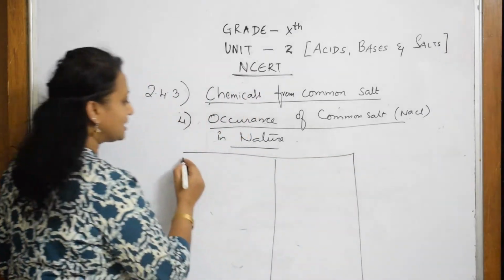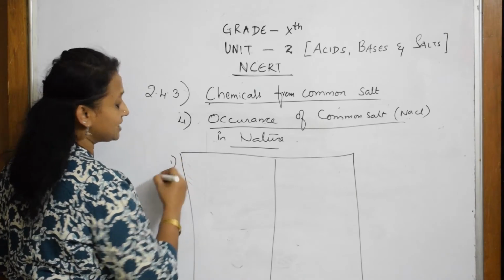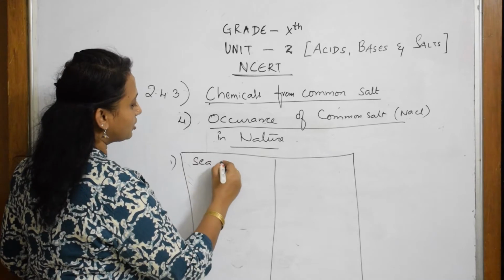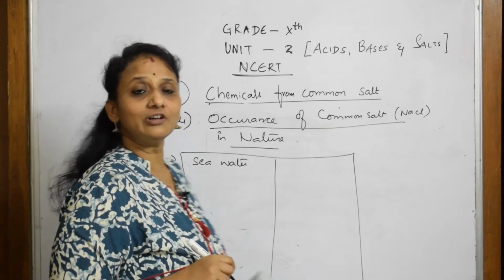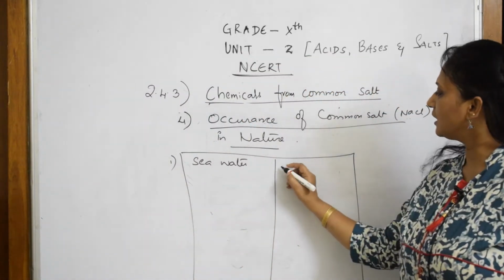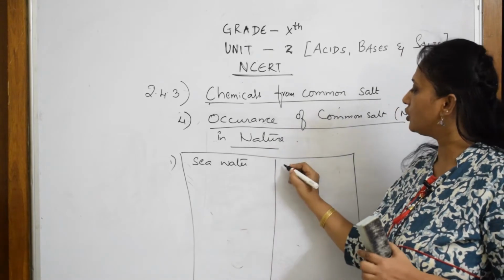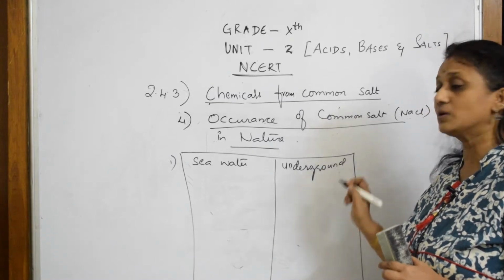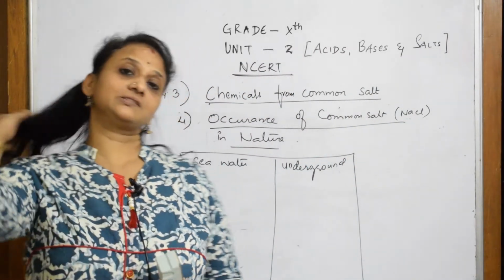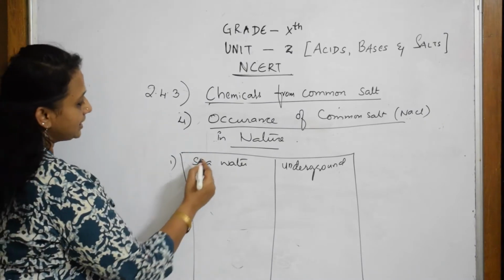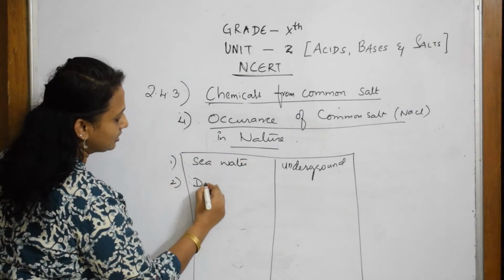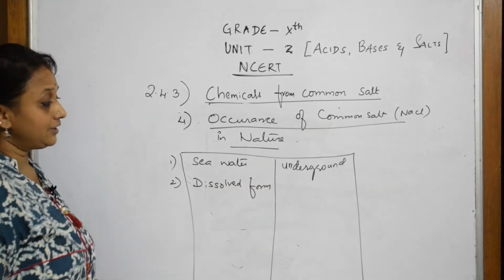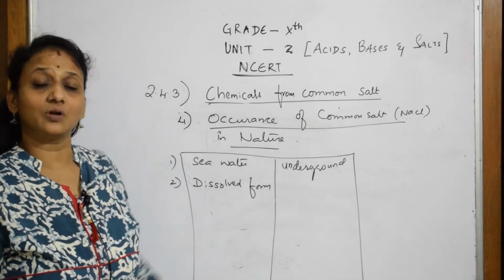Common salt is available, first, naturally in the seawater. It is also available in one more form, in the form of a rock, that is in your underground. This is one concept. Suppose it is available in the seawater, in what form is it available? In seawater, common salt is available in dissolved form.